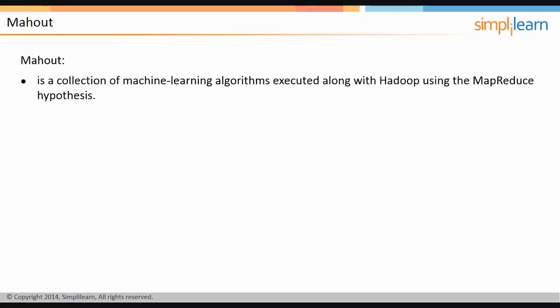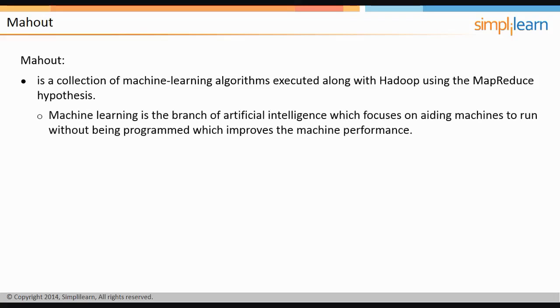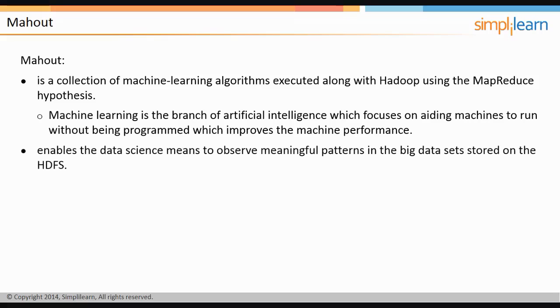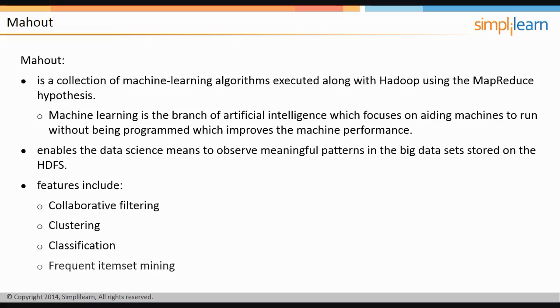Mahout is a collection of machine learning algorithms executed along with Hadoop, using the MapReduce paradigm. Machine learning is the branch of artificial intelligence which focuses on aiding machines to run without being explicitly programmed, which improves the machine performance. Mahout enables data scientists to observe meaningful patterns in the big data sets stored on the HDFS. Features of Mahout include collaborative filtering, clustering, classification, and frequent item set mining. In the next screen, we will discuss the concept of Cassandra.